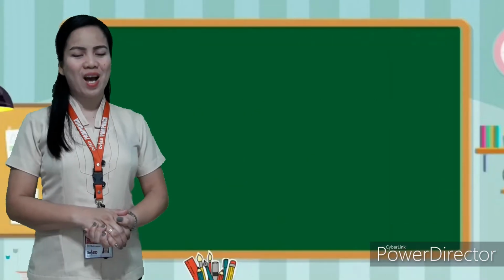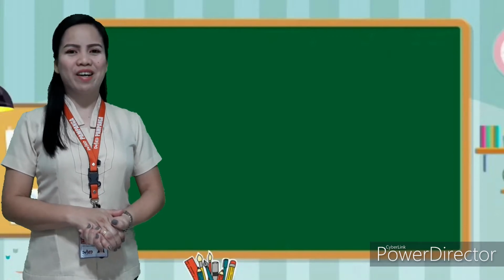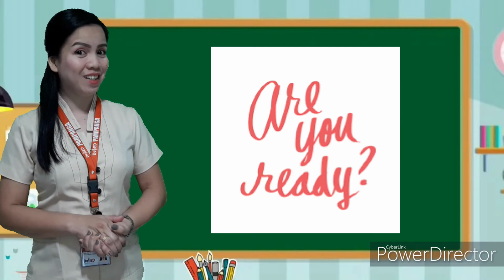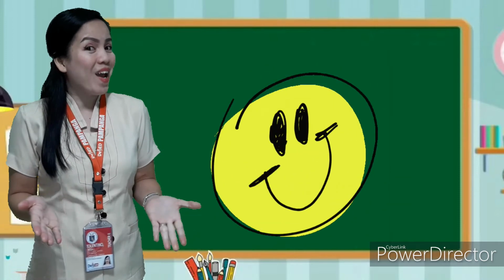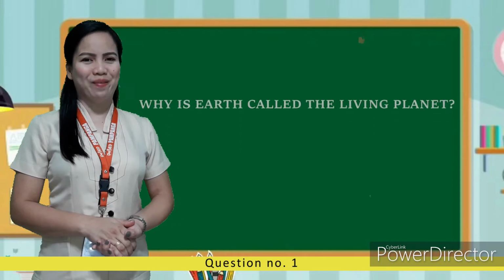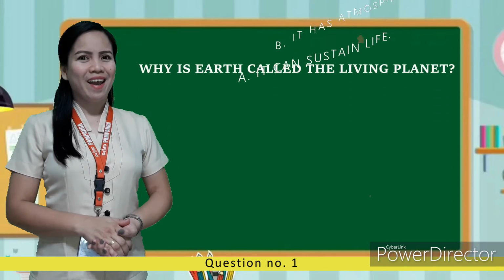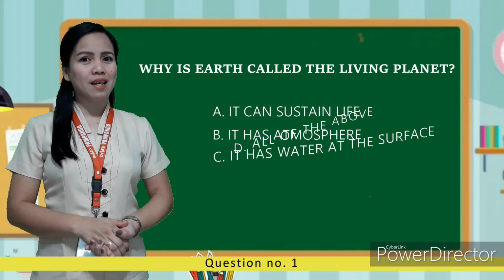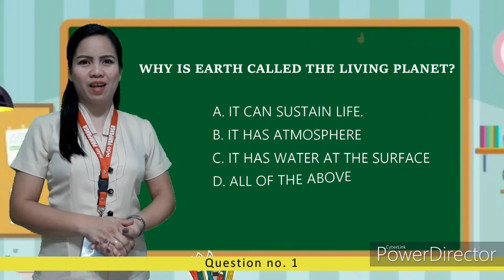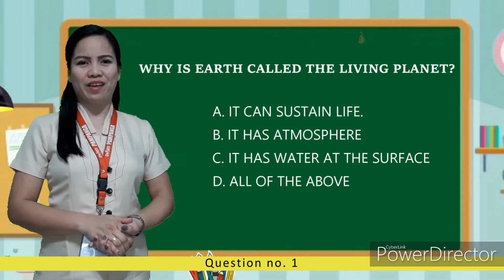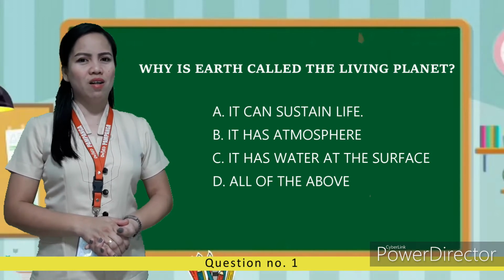Before we proceed to our discussion, let us have a review regarding the previous lesson. Are you ready? Great! Why is Earth called the living planet? A. It can sustain life. B. It has an atmosphere. C. It has water at the surface. D. All of the above.